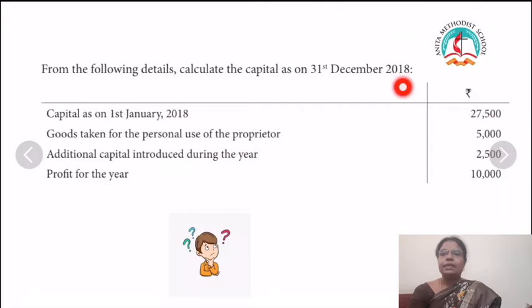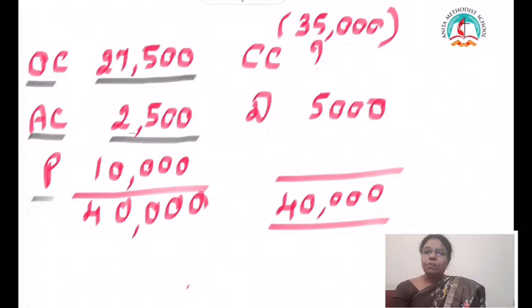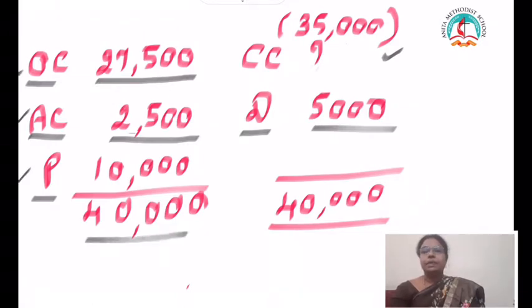First, we will do the calculation and then we will solve the problem. So, opening capital is given as 27,500 and additional capital 2,500. Profit is given as 10,000 and drawings as 5,000. So, missing figure is closing capital that you have to calculate. So, opening capital plus additional capital plus profit comes to 40,000 minus drawings 5,000. So the closing capital is 35,000.